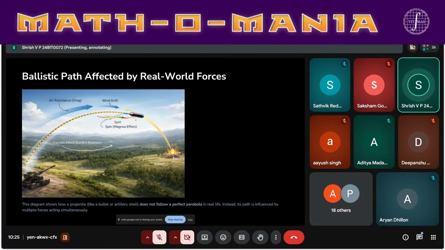Okay. This picture illustrates that real projectile paths are not perfect parabolas, as we have discussed earlier. This is due to several factors like air resistance, wind, and the rotation of the Earth, also known as the Coriolis effect. This is just to demonstrate that motion in real life is more complex than ideal equations. Now let's move on to the next slide.